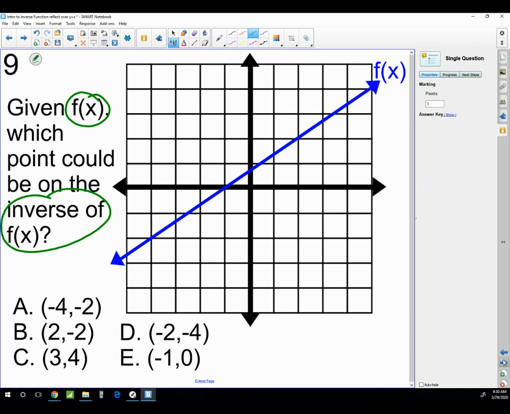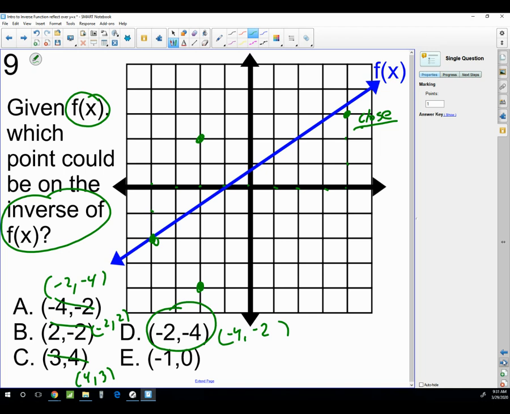To find this answer, we want to switch these and plot it. If I switch those and plot (-2, 4), I'm right here, so it's not back onto f of x. If I switch these and graph (-2, 2), left 2, up 2, I'm not on f of x. If I switch that and graph (4, 3), that's pretty close, but we're not interested in close. It's still wrong. If I graph this one, (-4, -2), left 4, down 2, we hit it. And that makes that the answer.